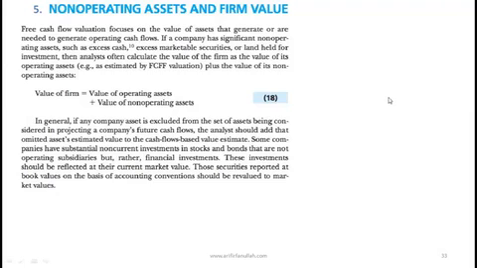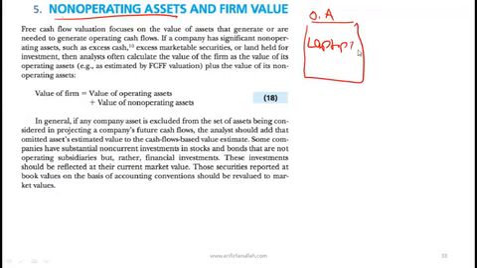Okay, the final segment in this reading, how do we deal with non-operating assets and firm value? Okay, the idea here is very simple. What do we mean by non-operating assets? Non-operating assets would mean that a company that makes laptop computers, let's say, has two kinds of assets. One is operating assets. This is the plant, equipment, working capital, everything that is used to make laptops. In addition, it has some marketable securities. Okay, so money that is just invested somewhere.